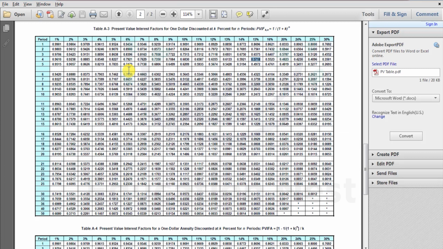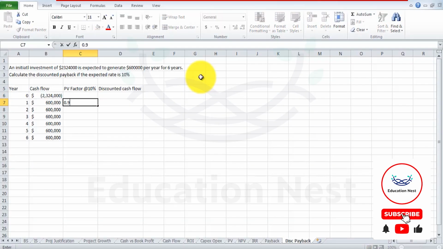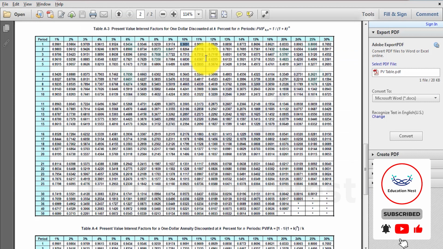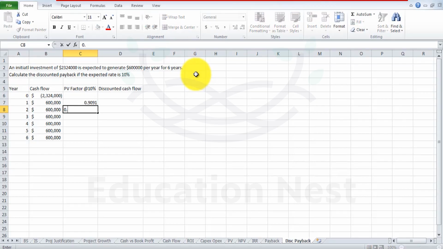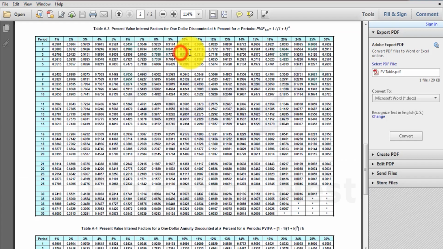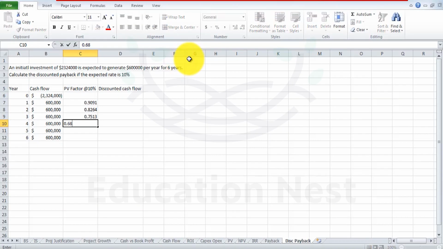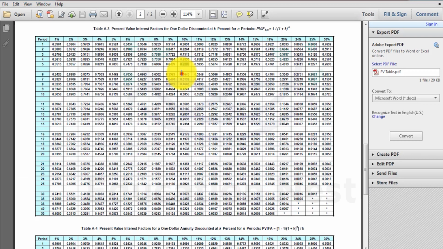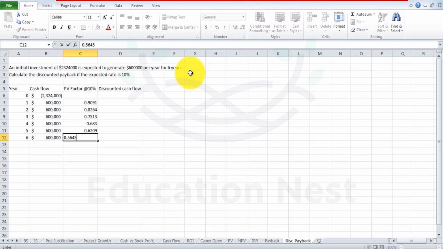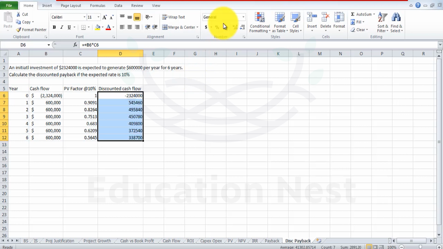Now we're going to look at the present value factor table for 10%. For the first year, it's 0.9091. Next year, it's 0.8264. The third year, it's 0.7513. Fourth year, it's 0.6830. Fifth, 0.6209. And lastly, sixth year, it's 0.5645. For year 0, it's going to be 1. Now, as we did in the present value computation, I want to multiply this entirely, using the same formula, to get the dollar value.